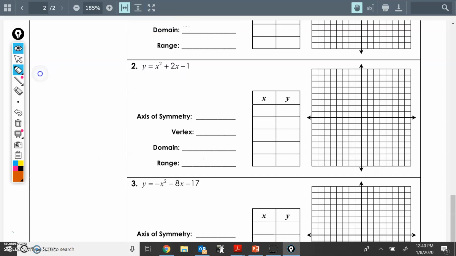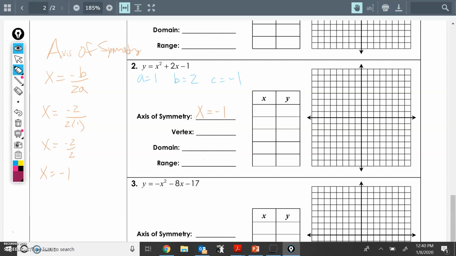First, let's find the axis of symmetry. The axis of symmetry formula is x equals -b over 2a. In this equation, a is 1, b is 2, c is -1. Plugging those into the axis of symmetry formula, we get x equals -2 over 2 times 1. So we get x equals -2 over 2. -2 divided by 2 is -1. That is our axis of symmetry.